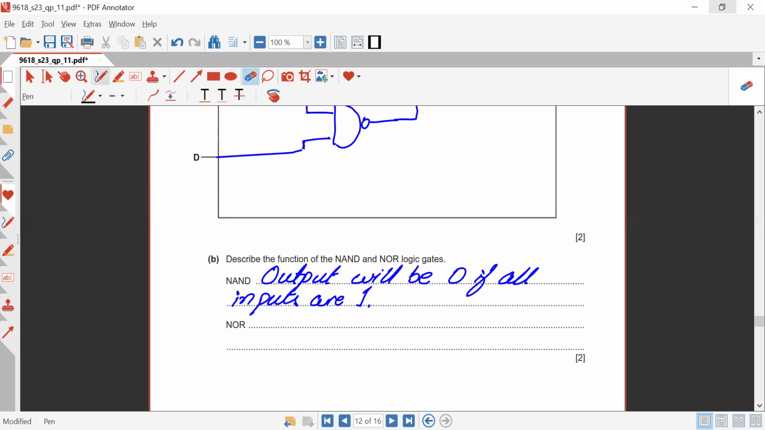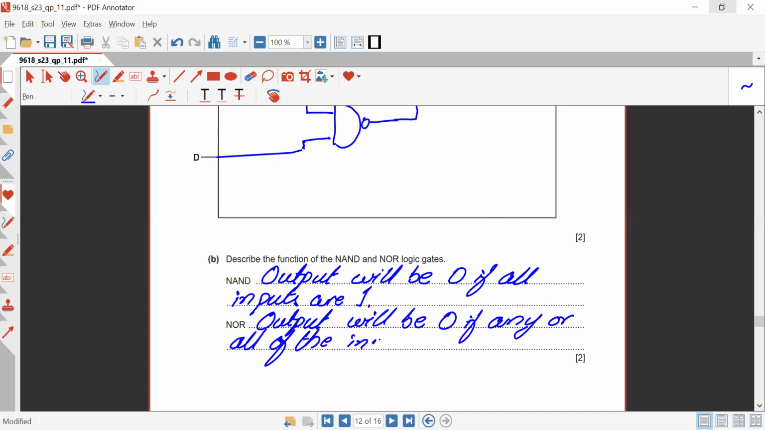For the NOR gate, it says output will be 0 if any or all of the inputs are 1. So this is the functionality of a NOR gate.